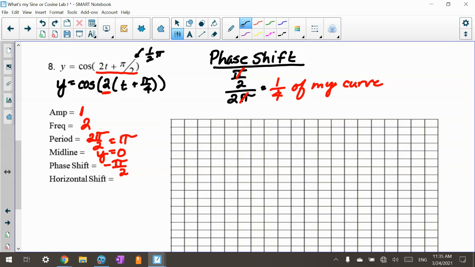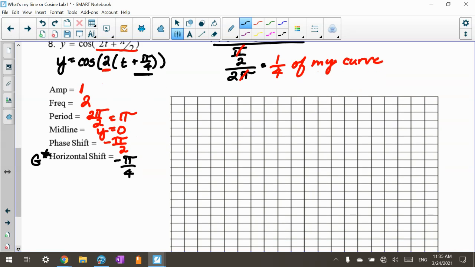The horizontal shift is what we use to graph with. This is important, that you have to do it after it's factored. So I factored it. I have this pi over 4 now. So my horizontal shift is negative pi over 4. This is what you're going to graph with, that negative pi over 4. All right. I'm not saying phase shift is it. I just wanted you to know what you use it for and why.